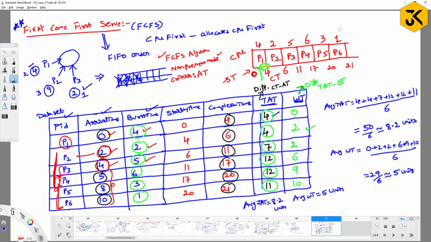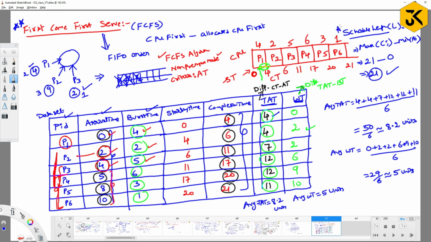And we have seen the schedule length. We need to calculate the schedule length. Schedule length means the maximum time taken to complete the processes: the maximum completion time of the processes minus the minimum arrival time of the processes. Observe, the maximum completion time among all the processes is 21, minus the minimum arrival time of all processes, which is 0, so it will be 21.